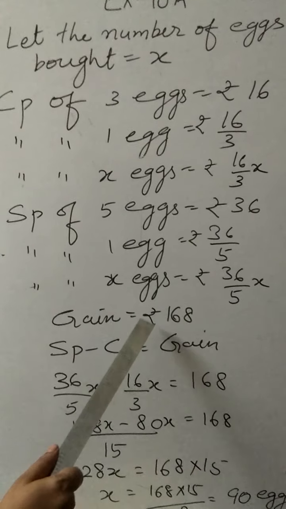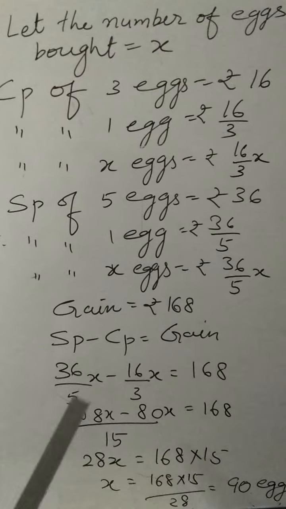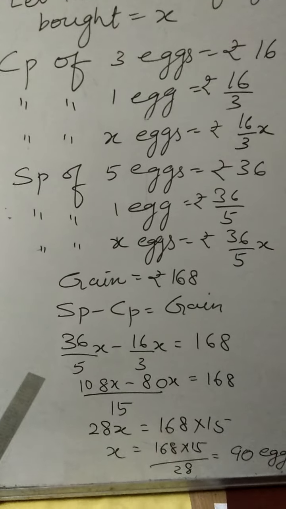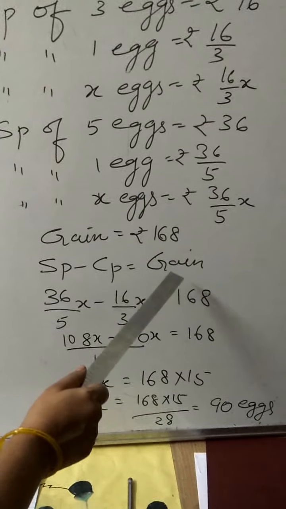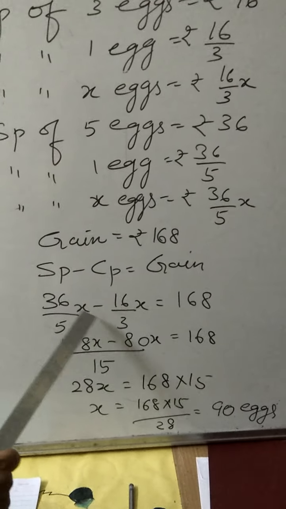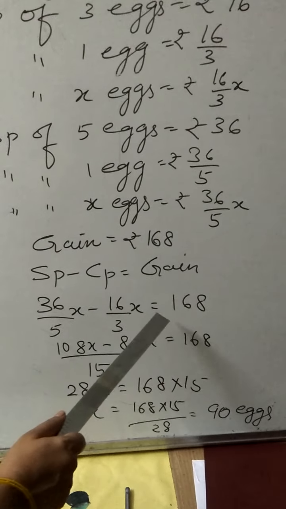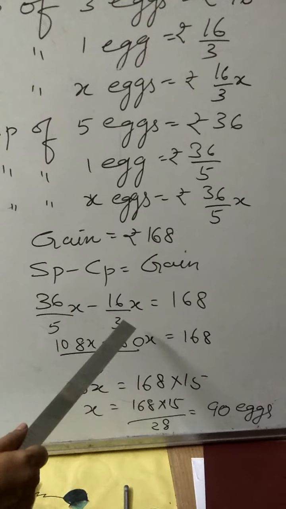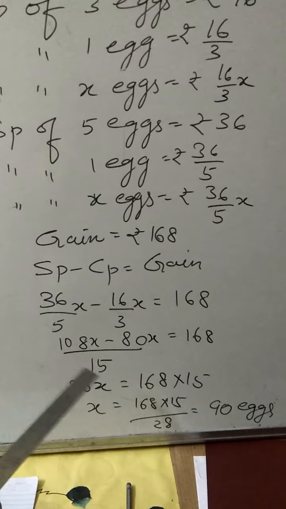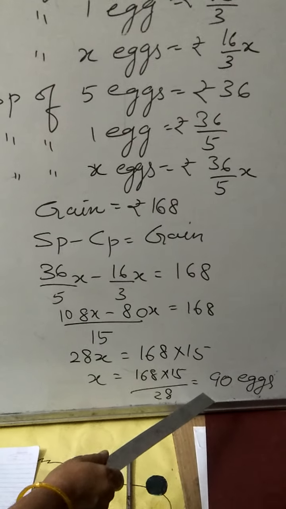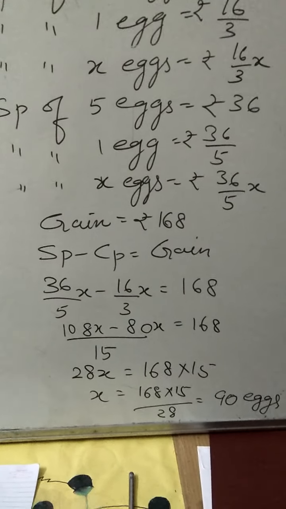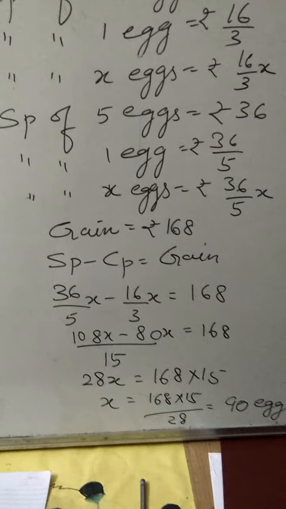Gain is 168 rupees. Now insert all these values in the formula of gain, that is SP minus CP is equal to gain. So 36 by 5 x minus 16 by 3 x is equal to 168. Take LCM, solve it, and then you will get the value of x as 90. So therefore number of eggs bought is 90.